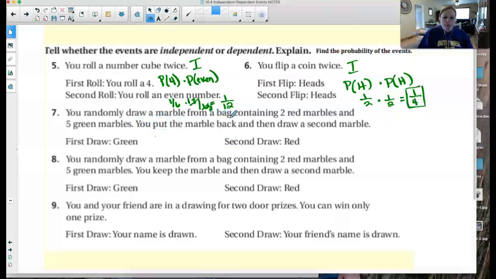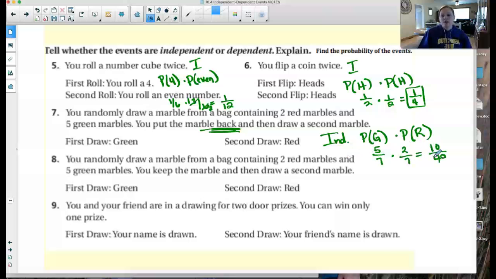You randomly draw a marble from a bag containing 2 red marbles and 5 green marbles. You put the marble back and then draw the second marble. Because you put the marble back, these are independent events. If you wouldn't have put it back, it would be dependent. But because you put it back and returned everything to the bag, that makes them independent. So the probability that the first draw is green and the probability that the second draw is red. Okay? The first one is 5 out of 7 and then 2 out of 7. So we multiply those together. That's 10 out of 49.